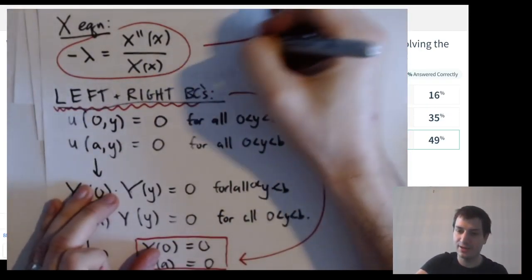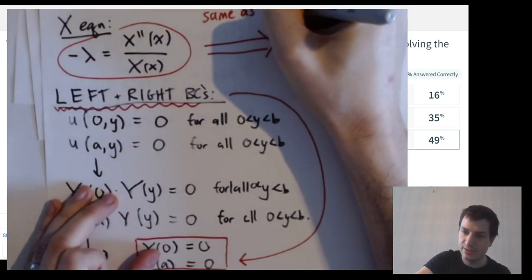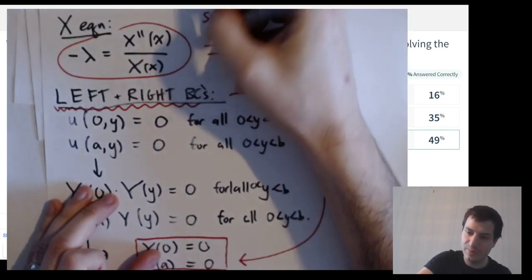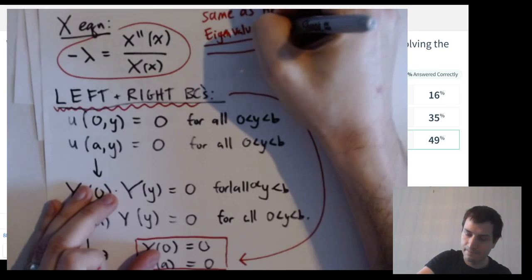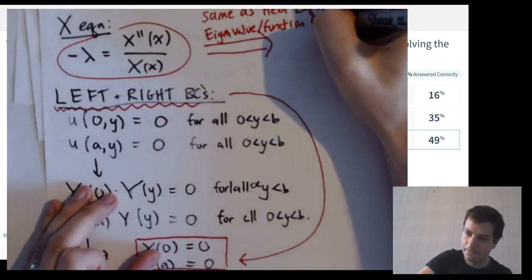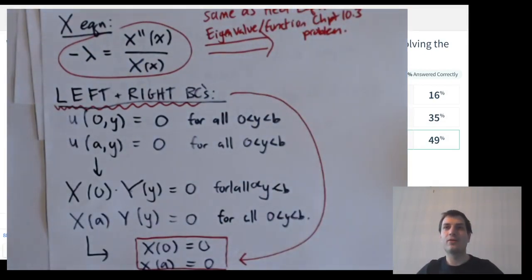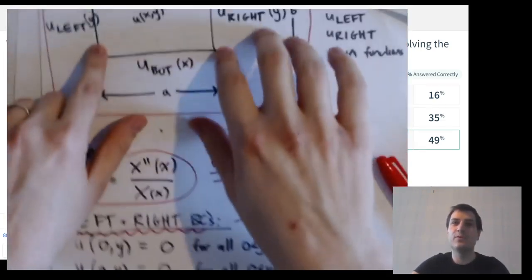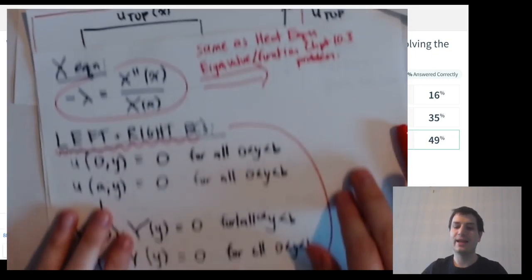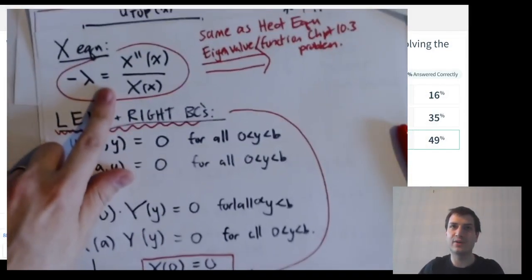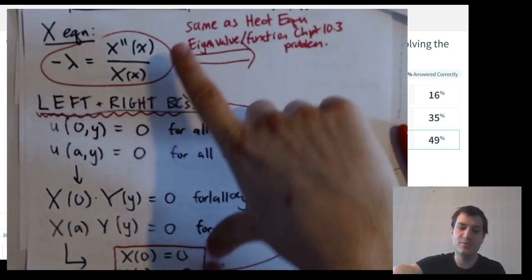So this part is going to be the same as in the heat equation, and it's a chapter 10.3 problem. And this is an eigenvalue, eigenfunction problem. So all we've done so far is we've used the left and right boundary conditions, like the boundary conditions from the heat equation or the wave equation, and that translates into an eigenvalue, eigenfunction problem for the X's. So that's what we've done so far. I'll write down the solution in a second. This one you've probably seen many times before.